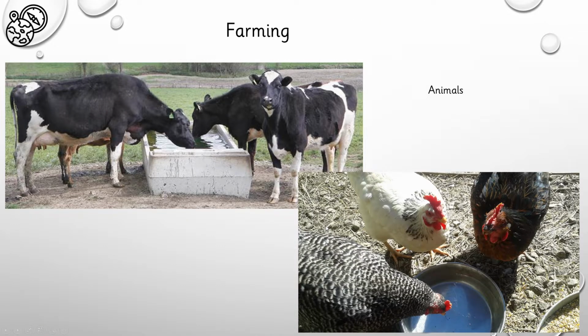Because animals also need water. Pictured here are some cows drinking from their trough. Do you like to eat beef or drink milk? Both of those require water. Down here on the right, bottom right, we have 3 chickens drinking water from their bowl. Do you like eggs? Do you like to eat chicken? Both of those require water as well. Just like plants and people, animals need water to live.